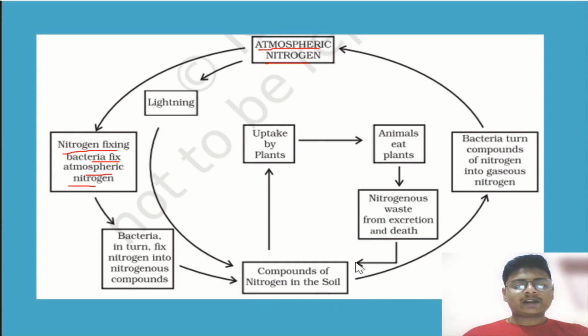When this compound of nitrogen is in the soil, it is taken up by the plants, and these plants are eaten by the animals, and animals excrete nitrogenous waste, or from death it again goes into the soil. So this is the internal cycle, and the main cycles are these two, due to lightning or due to nitrogen fixing bacteria. Okay students, is everyone clear with this?